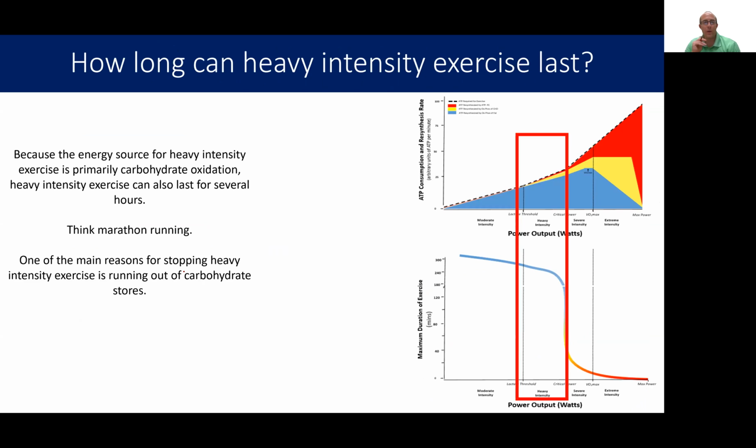All right, so how long can you sustain heavy intensity exercise? So exercise intensities between lactate threshold and critical power, you can sustain for several hours. This is the intensity that you would be running a marathon at. And marathon runners are well above their lactate threshold. So you'll see plenty of lactate, or plenty of yellow here. But the majority of their ATP is still coming from aerobic metabolism.